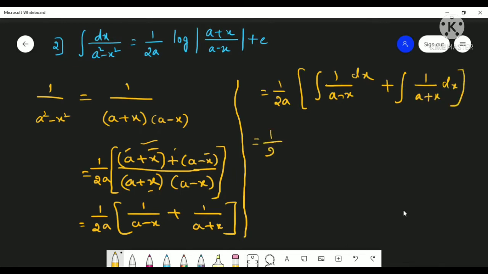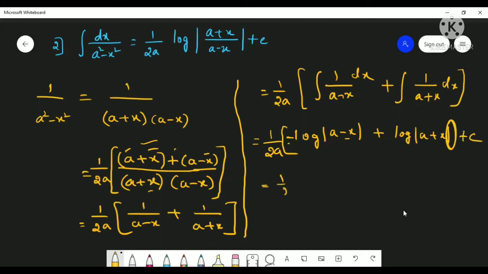Then I will keep 1 by 2a as it is. Integration of 1 by a minus x is log a minus x. Here minus x is there, so again you should integrate, that's why it becomes minus. Be careful. Plus we get, for 1 by a plus x, log mod a plus x. Here plus x is there, so the sign will not change for us. Here minus x is there, be careful, that's why minus will come. Plus c.